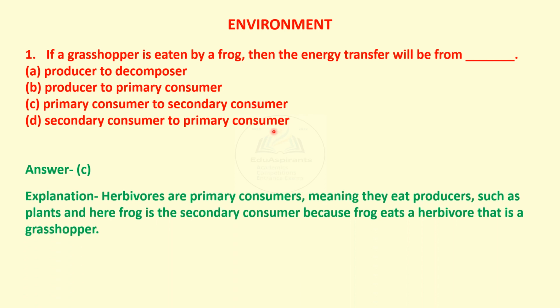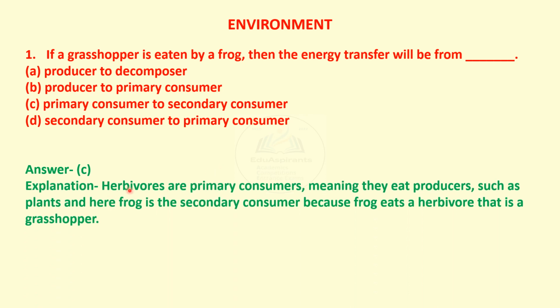And how is that? Herbivores, that is plant eating, are primary consumers, meaning they eat producers such as plants, and here frog is the secondary consumer because it is eating a herbivore, that is a grasshopper. Understood?